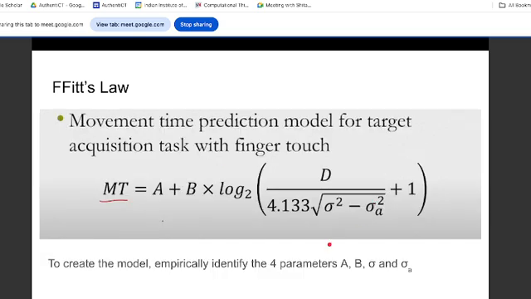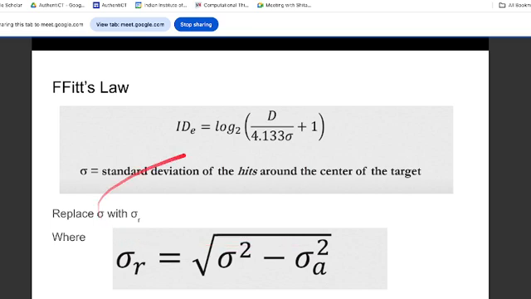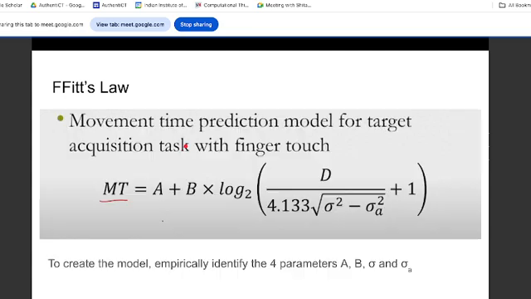The movement time prediction model for this target acquisition. So this is basically the ID, that is the index of difficulty. Same way we have learned that it is proportionate. So the same structure of Fitts' law is applied everywhere. Only thing is here we have replaced the sigma with sigma A.